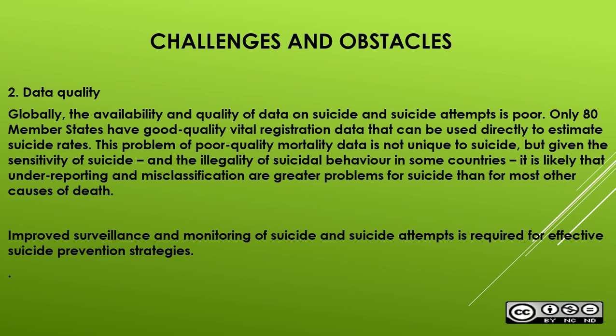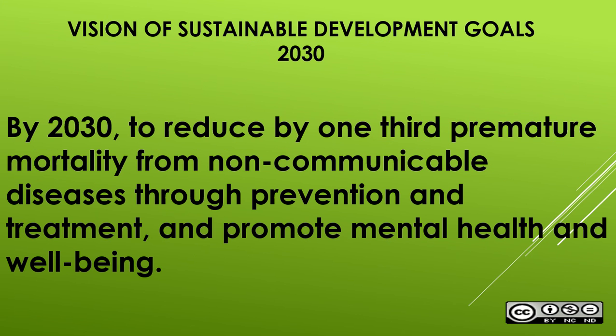Then there are also the challenges of data quality, that is, the availability and the quality of data on suicide and suicide attempts is still underreported. So we have to make sure that there is much improved surveillance and monitoring of suicide and suicide attempts for effective suicide prevention policies. This is the vision of the Sustainable Development Goal to reduce by one-third premature mortality from non-communicable diseases through prevention, treatment, and promoting mental health and well-being. So even this comes as a sustainable development goal by 2030. And in order to achieve such mental health and well-being, prevention of suicide comes under its umbrella.